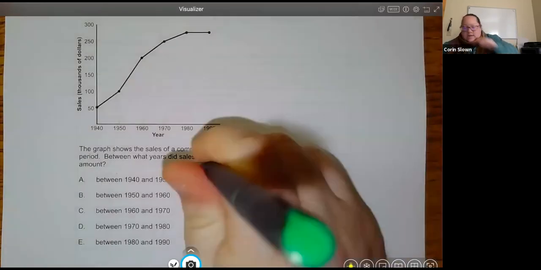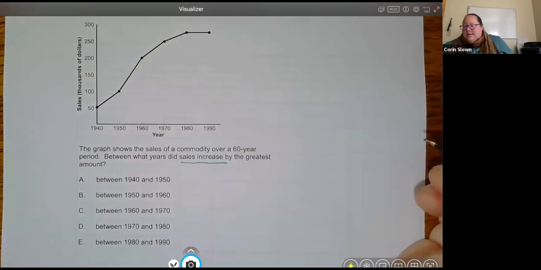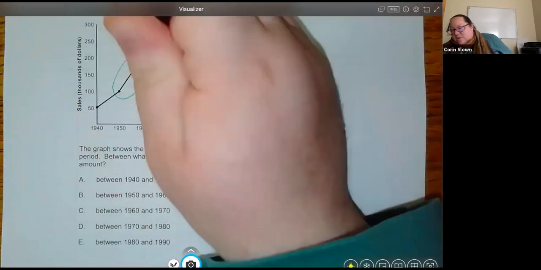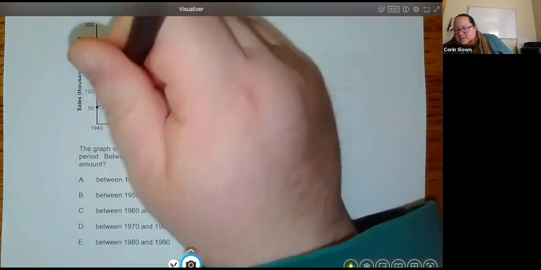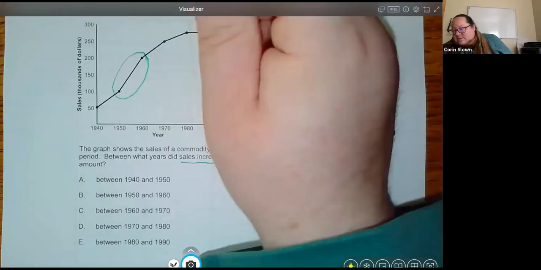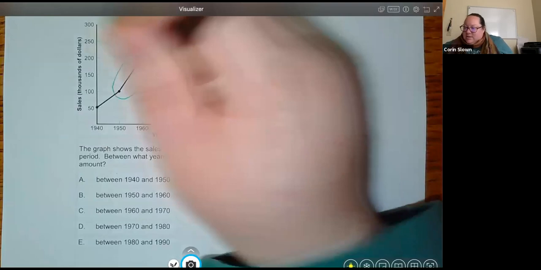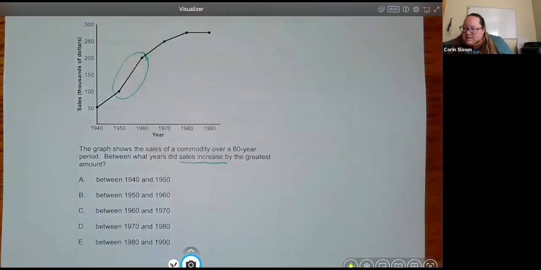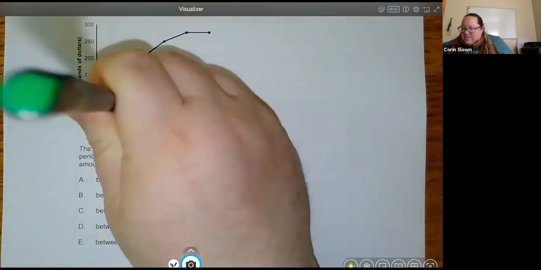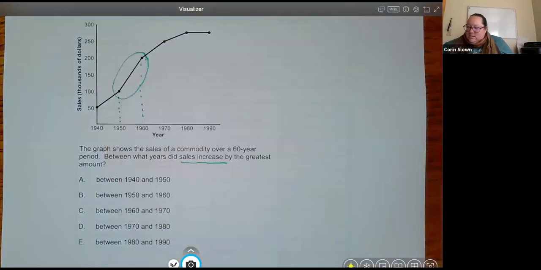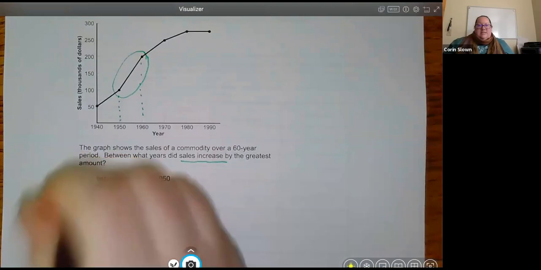So we want a change in the slope that is steepest. So I think the change in slope that is steepest is here, because that's where we see the greatest increase. Right here, it's relatively small. Here, it's relatively small. Here, it's very small. This is probably our greatest increase. So if I look, this is between 1950 and 1960. So that's B.